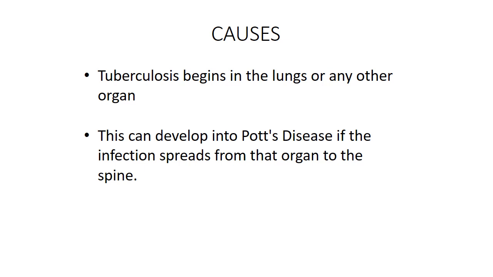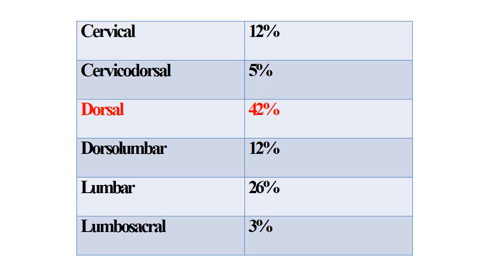So primarily those organs are infected, and from those organs, through blood or through lymph nodes, the tuberculosis reaches the spine and infects the vertebral column. The most common area of spine involved is the dorsal spine, the second most common is the lumbar spine, and the third most common is the dorsal lumbar junction or thoracic spine.